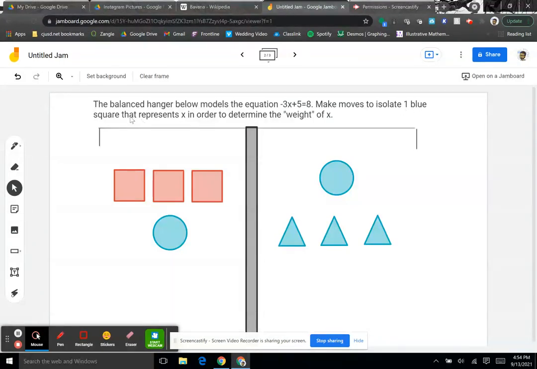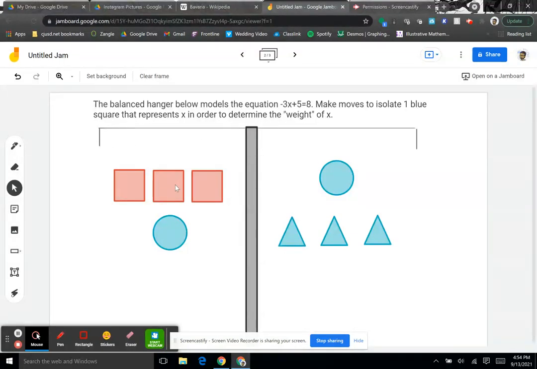We're going to make moves to isolate one blue square that represents x in order to determine the weight of x. So right now we have 3 red squares representing the negative 3x and 1 blue square representing 5. And over here we have 1 red circle representing 5 and then 3 blue circles representing 3. So that's a total of 8. All right, so we've got to isolate 1 blue square.